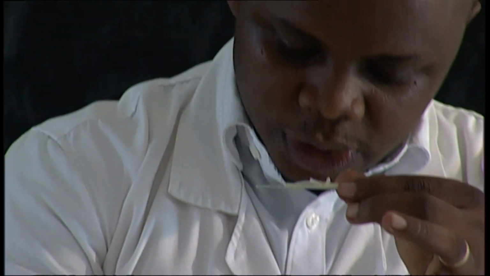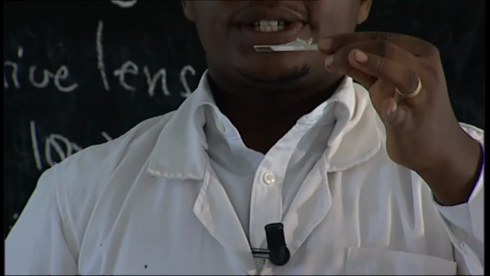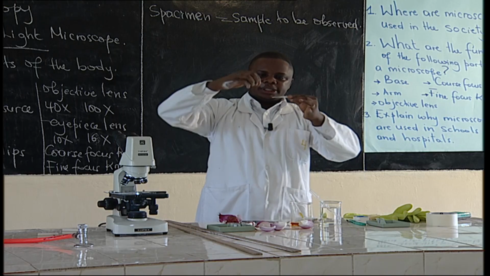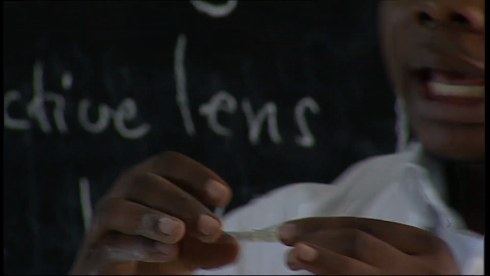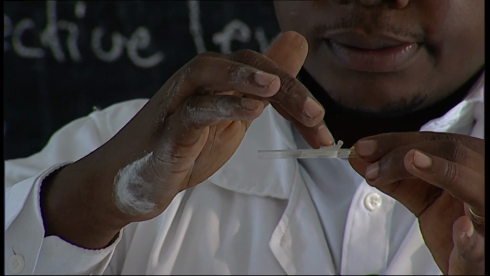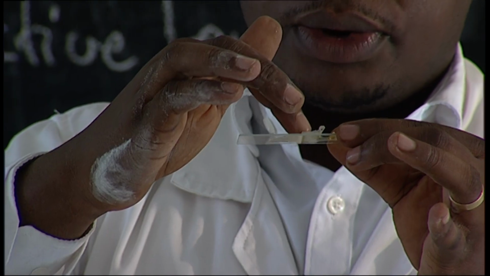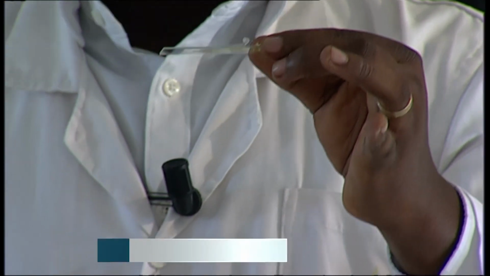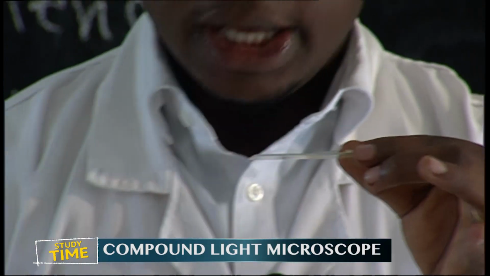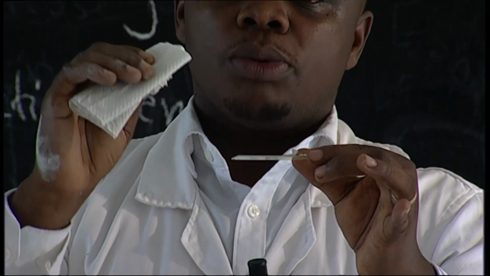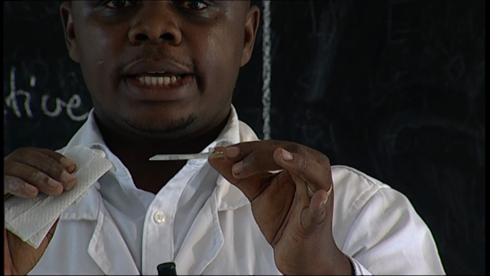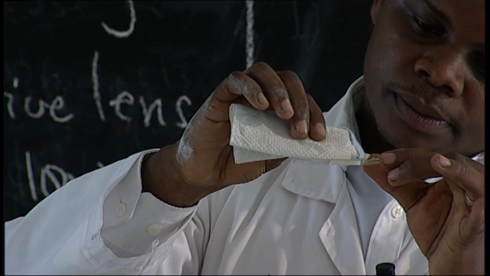After that, I get my cover slip to put on top of my specimen. I put it on top of the specimen, and I make sure there are no air bubbles. Then from there, I get the tissue to remove excess water and excess iodine.